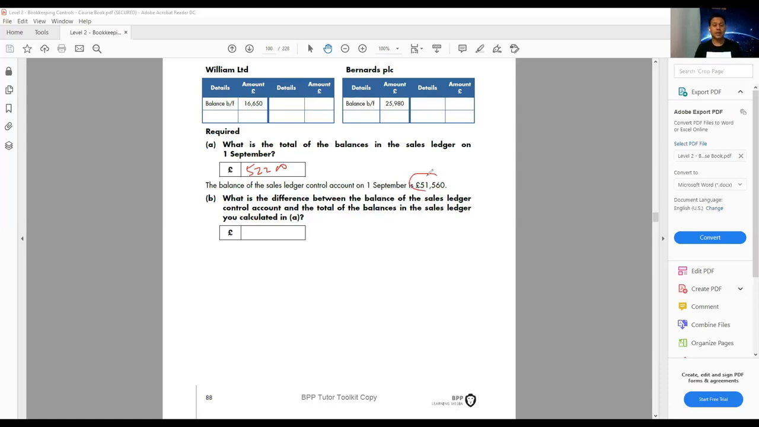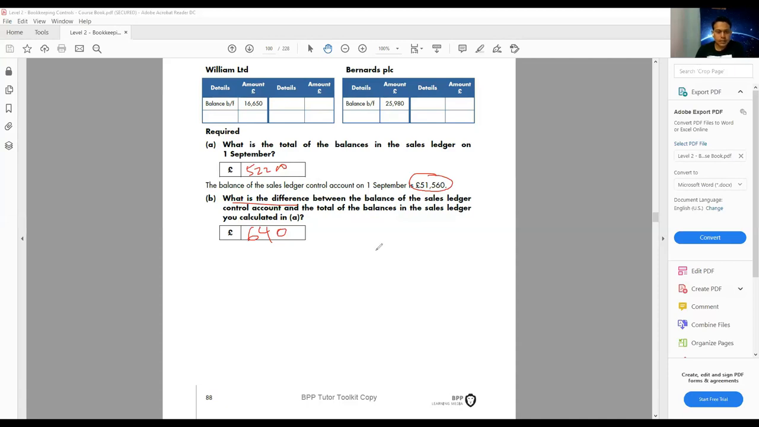We don't have to calculate that. They already gave us the figure. So they're asking the difference. What is the difference between the sales ledger and the sales ledger control? 640. This is the difference between sales ledger and the sales ledger control. That's fine. Then we move to the reason now.